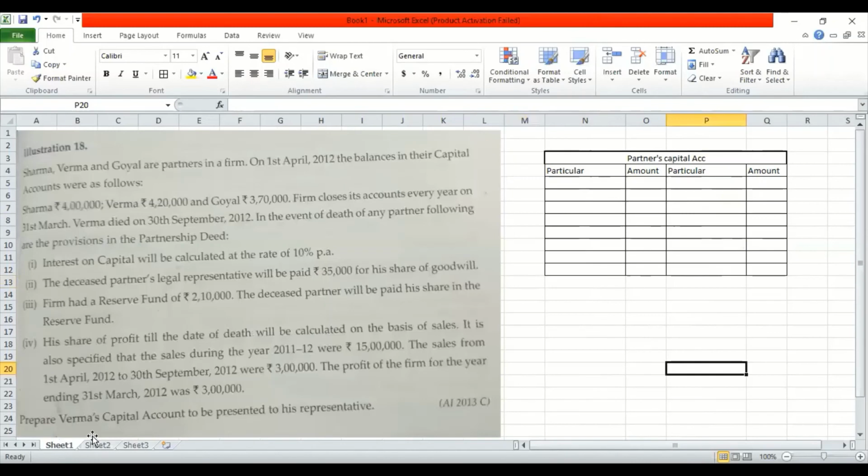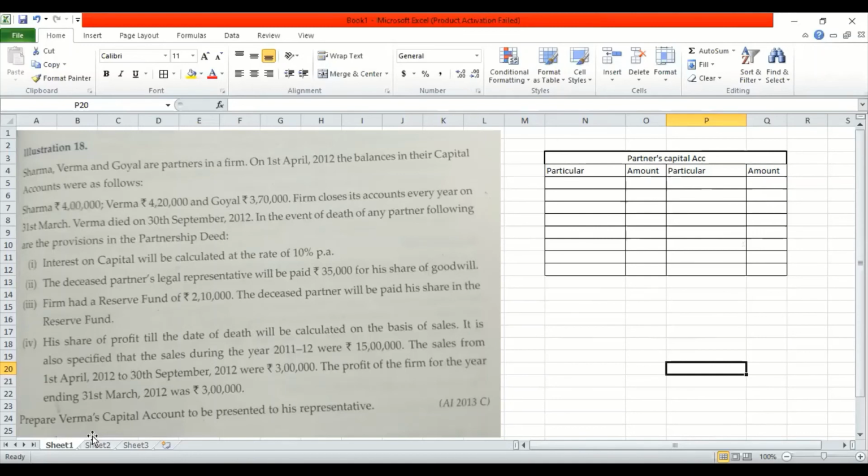Let's look into one more sum. This is sum number 18. We won't do this sum, we will just understand. Sharma, Verma and Goyal sum it is. They have given the capital. Interest on capital is to be calculated at the rate of 10% per annum. I told you, you have to calculate 10%, but you will not give it for the entire year.